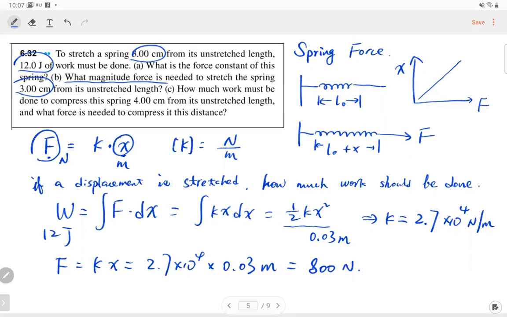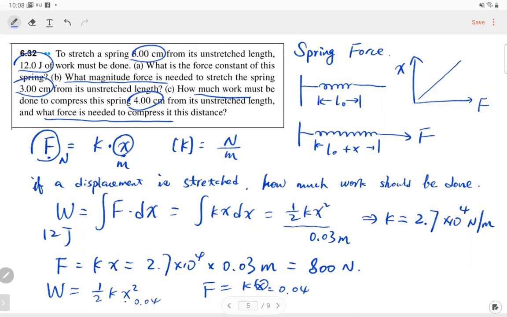Do you have any questions? The next two questions will follow the same procedure. How much work if the displacement is 4 centimeters? We're going to use the formula 1/2 kx squared, and x is 0.04. And what's the force needed to compress this distance? We have force equal to kx, with x equal to 0.04. We just use this formula and you get the solution.